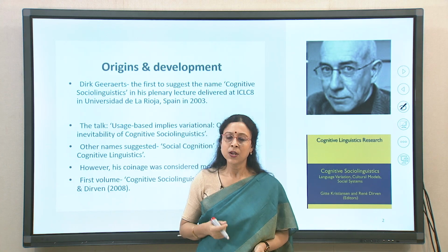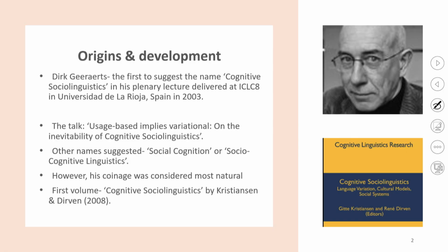Largely this is credited to him. The talk that he delivered was called "Usage-based Implies Variational: On the Inevitability of Cognitive Sociolinguistics". There he talks about why it is important to think of a subdiscipline, why it is important to give it a different name while it is situated within sociolinguistics, and why, when we talk about language as a usage-based paradigm, it is important to include the cognitive. That is how he argued about it.